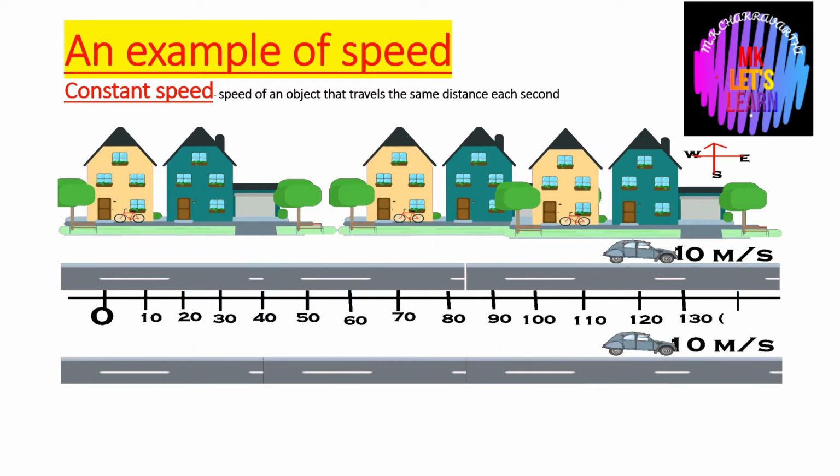In this situation, imagine two cars moving along the road at the same speed. The picture below shows the position of each car at 1 second intervals. Both cars are moving 10 meters each second with constant speed. Here again we need to understand constant speed. What is meant by constant speed? The speed of an object that travels the same distance each second.